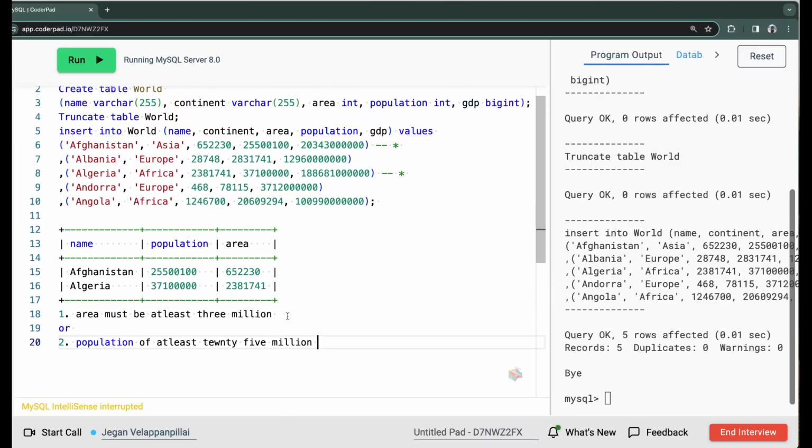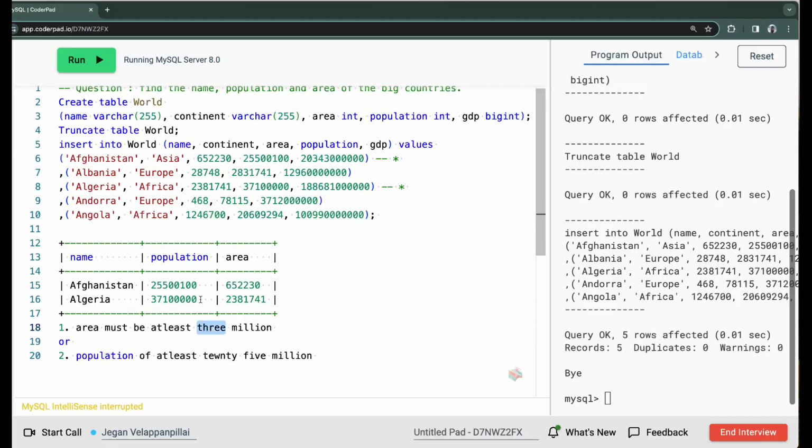So the first condition is area must be at least 3 million. If we see this, none of the countries have the area of 3 million. This one is 2.3 million and this one is close to 1.3 or 1.2. So none of these countries satisfy the area condition. And the second condition is population of at least 25 million.